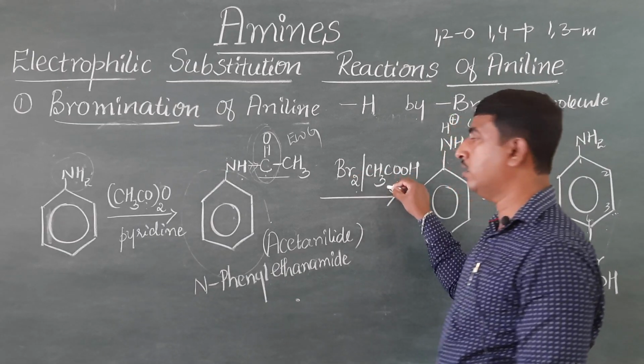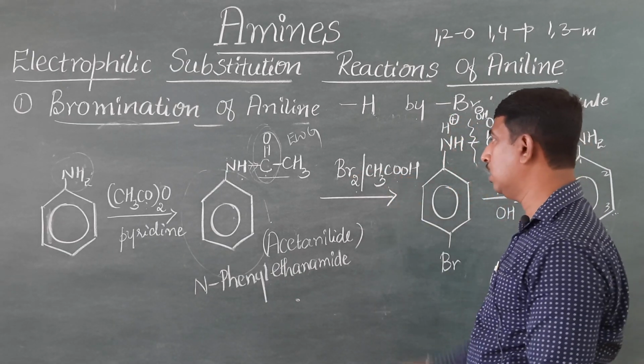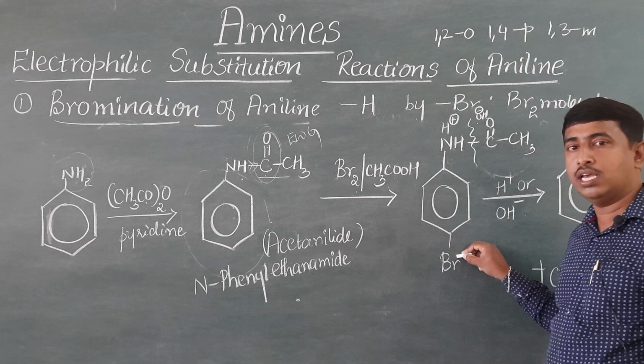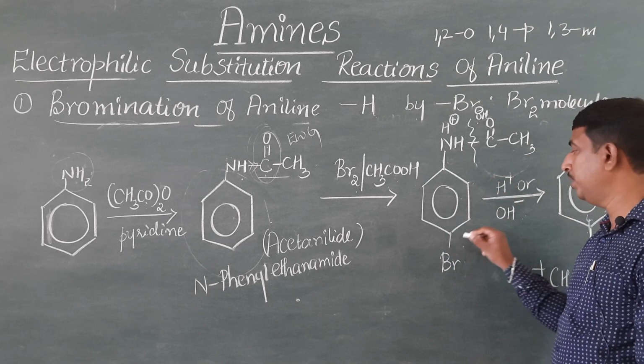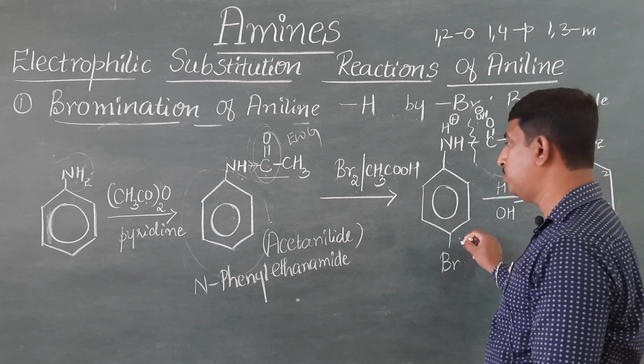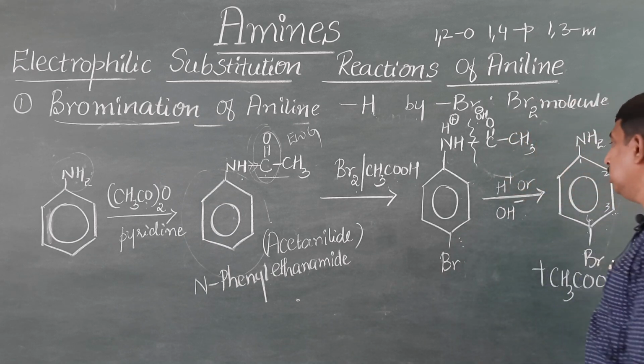So next we are carrying out bromination in acetic acid. Bromination occurs at the para position because this is stable compared to ortho. So hydrogen gets replaced by Br at the para position.